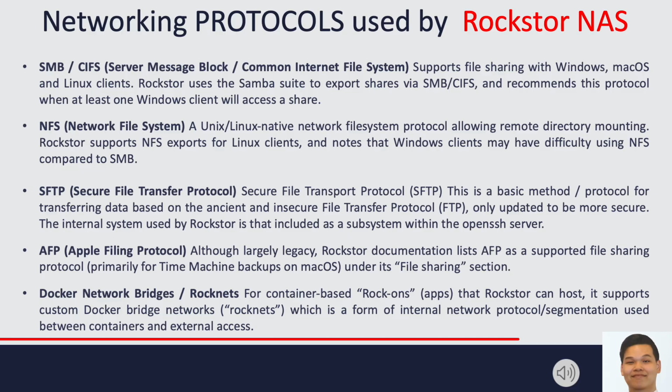SMB and CIFS are protocols that support file sharing with Windows, Mac OS, and Linux clients. They allow applications or users to read, write, and manage files on remote servers as if they were local. Rockstor uses Samba to export shared folders, called shares, to the network. Network File System is a Unix and Linux native network file system that allows remote directory mounting. Secure File Transfer Protocol runs over Secure Shell and provides secure, authenticated, encrypted file access using SSH's built-in security. Rockstor's SFTP service is handled by OpenSSH, managing user accounts and permissions.